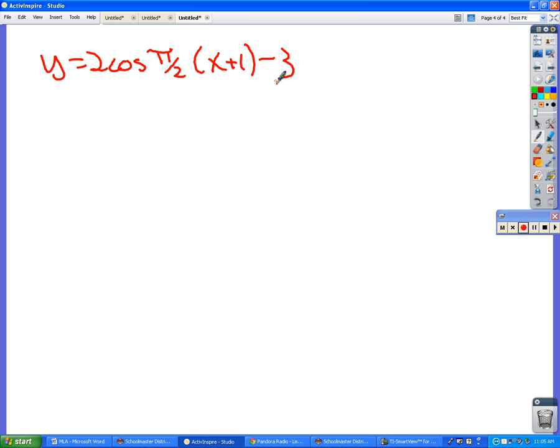Period? Okay, so period is 2 pi over pi over 2, which is 2 pi times 2 over pi. So the pi's cancel, so the period is 4. Okay? So maybe that'll be easier because we're not going to be messing with pi's and pi over 3s and 5 pi over 6s. We're just dealing with regular old numbers. So the period is 4. The amplitude is 2.